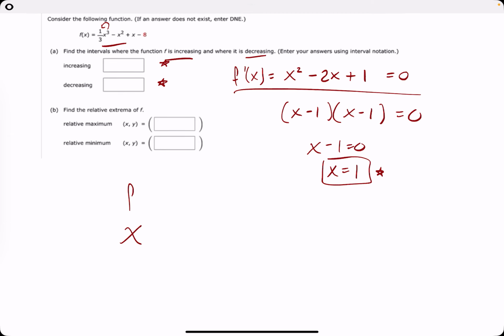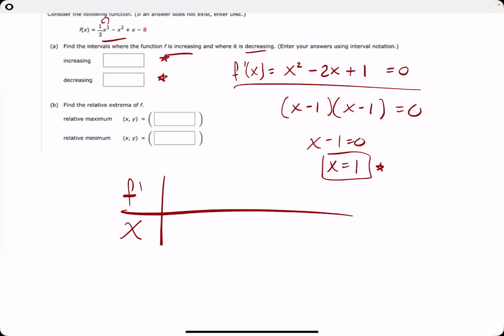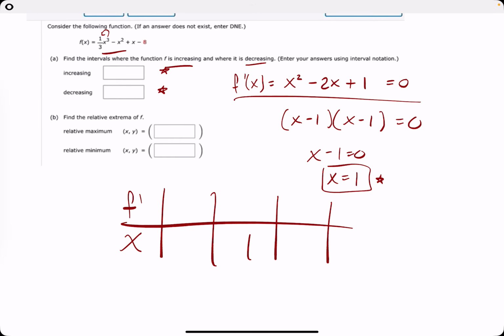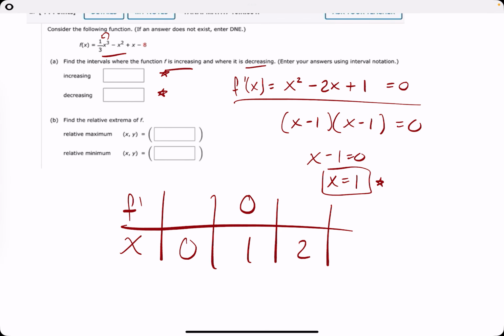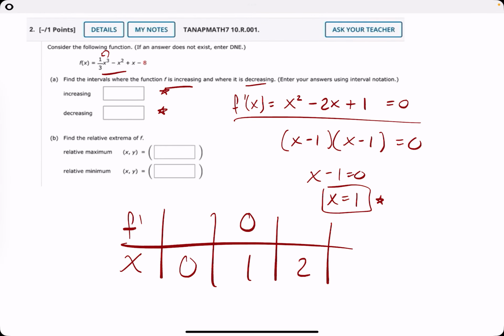So what we do now is make a little chart of x and f prime values, and we throw 1 on there, and we leave a little space left and right of 1. We know that f prime is equal to 0 at x equals 1. That's what we just found out. If we plug in values left and right of 1, they don't have to be immediately next to it, but I'll just choose 0 and 2. You can pick whatever numbers you want as long as they're less than and then greater than 1.